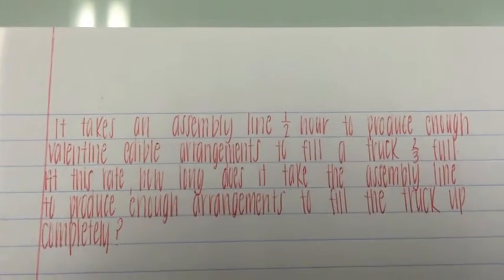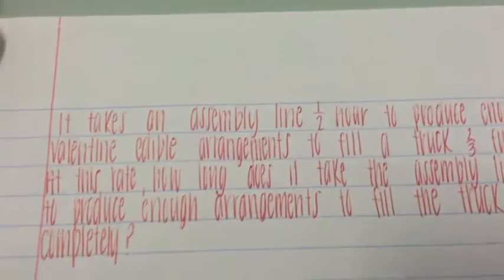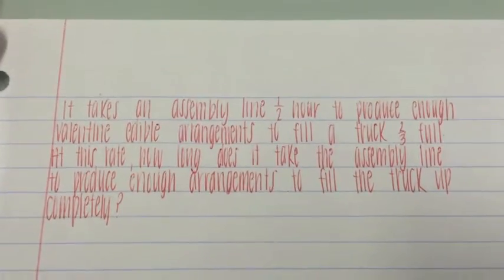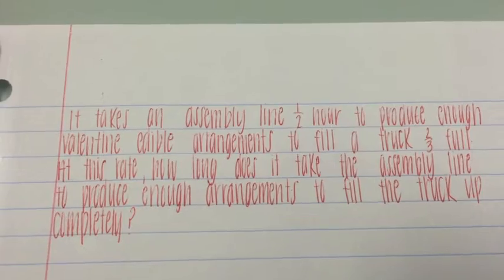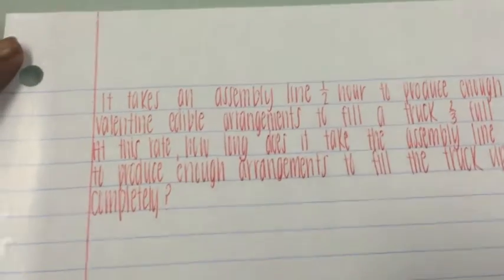Hello, so today we're going to be doing a fraction division word problem. Our word problem says it takes an assembly line half an hour to produce enough Valentine edible arrangements to fill a truck 2/3 full. At this rate, how long does it take the assembly line to produce enough arrangements to fill the truck up completely? To figure out our division fraction problem, we're going to use the double number line technique.